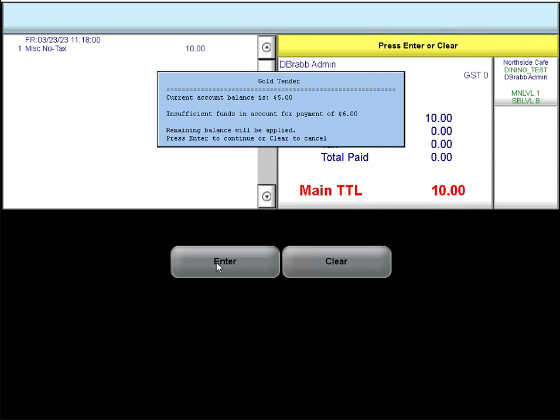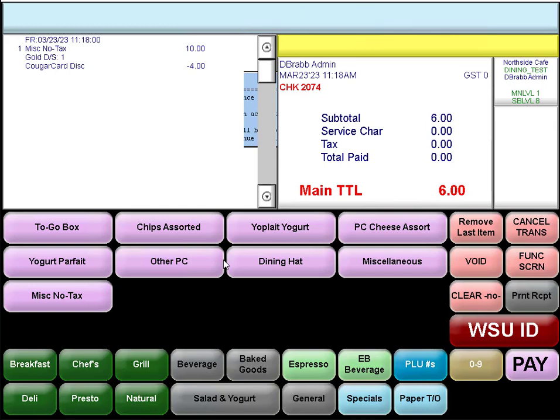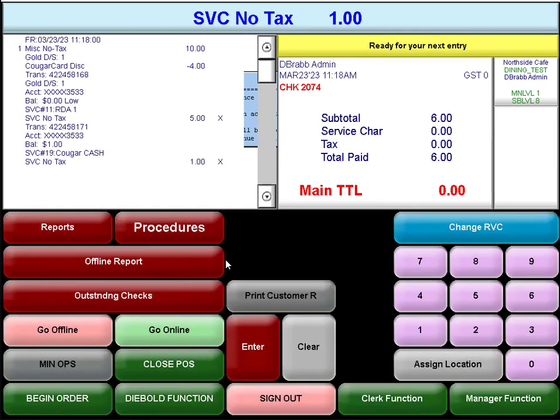And what the system does then is go to the next meal plan on that card that has sufficient funds and uses that to complete the payment, which will happen when I press the enter button. As you can see, there was $10 of product purchased. Since they were on a meal plan and purchasing from the dining center, they get a 40% discount for their purchase, which is $4.